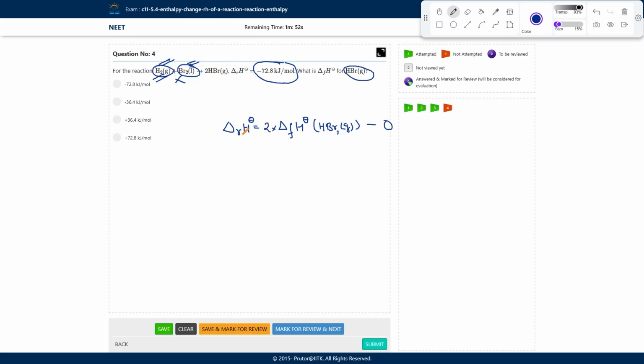Now we have this value already. It is minus 72.8 kilojoule per mole. If you divide this by 2, we will get the enthalpy of formation for the HBr as well, that is in the gaseous state. What value will you get? So 2 3s are 6, 2 6s are 12, 2 4s are 8. So this will be your final answer. And this will be present in negative form, right? So it's very obvious. So the correct answer will be the second one.